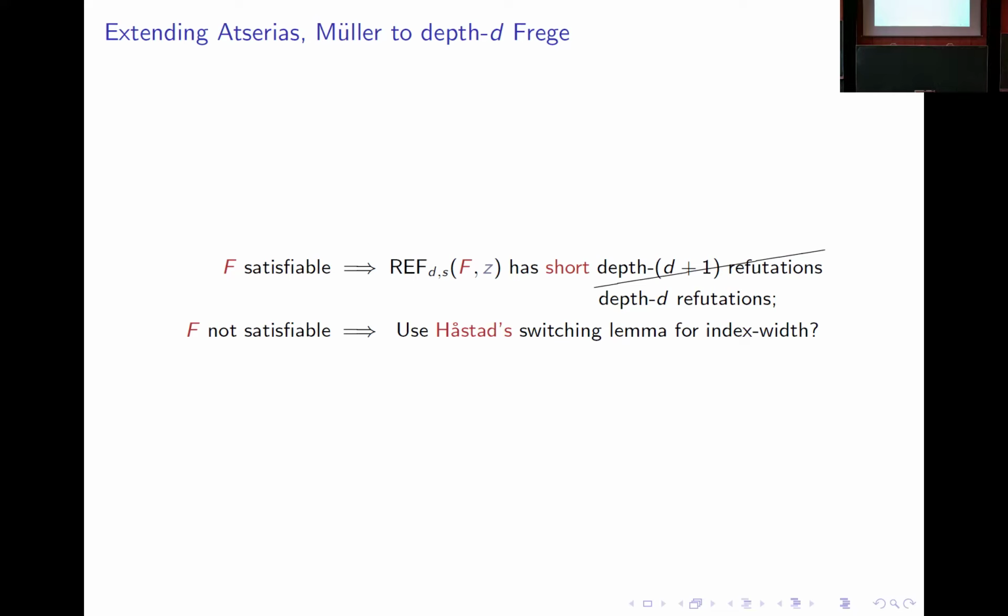For the lower bound, like in the case of resolution, we want to reduce it to a width lower bound. And when I say width, I don't actually mean width. This couldn't have worked with width because resolution is automatable with respect to width. What I mean is index width or block width.